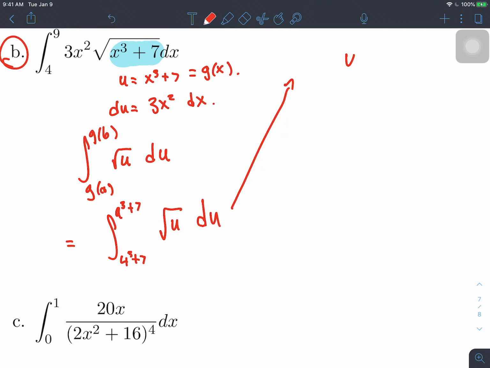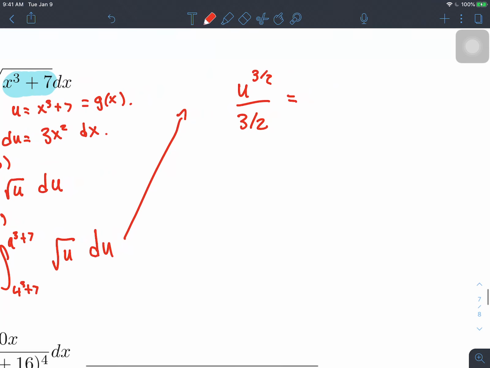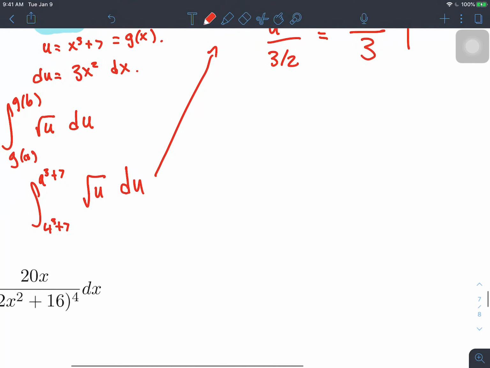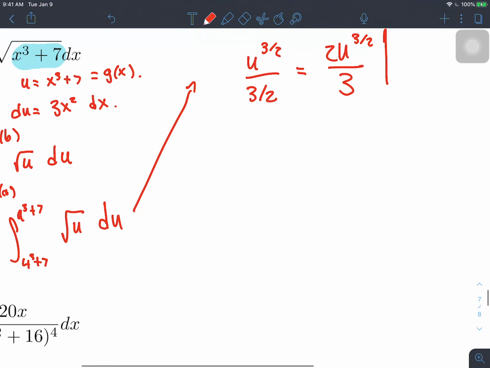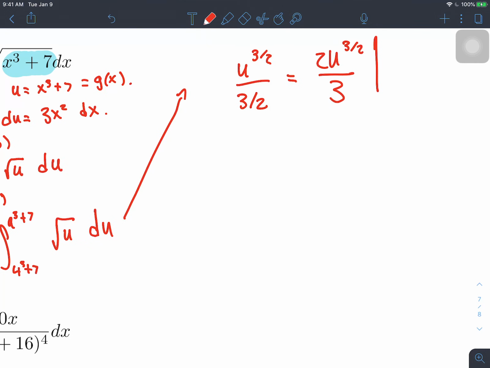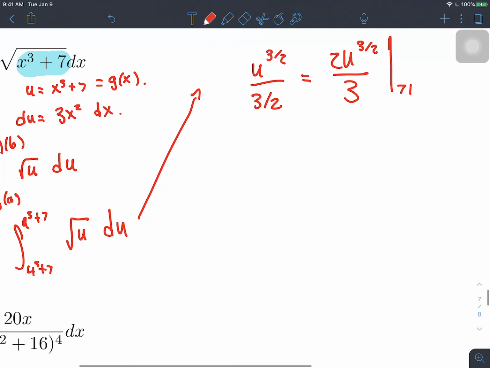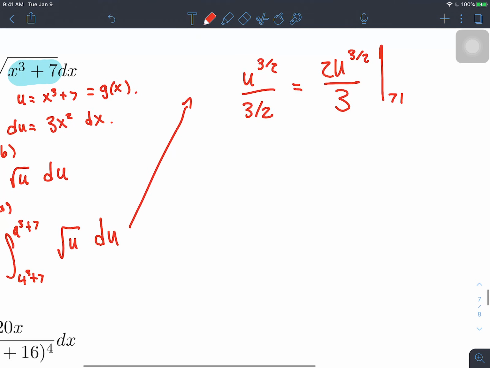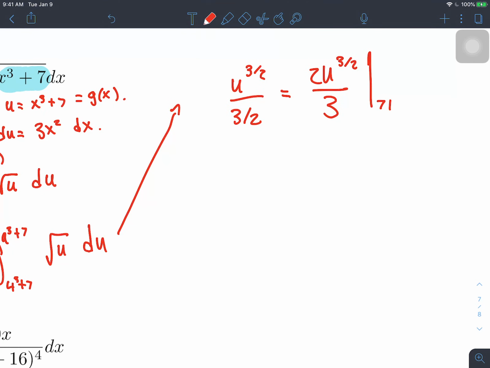So now I'm going to find the antiderivative. It'll be u to the 3/2 divided by 3/2, which equals 2u to the 3/2 over 3. We're going to evaluate that at 4 cubed plus 7, 64 plus 7, 71. That's the lower bound. The upper bound is 9 cubed plus 7. I think 729 is what 9 cubed is. Let's check. Yep, 729 plus 7, 736.